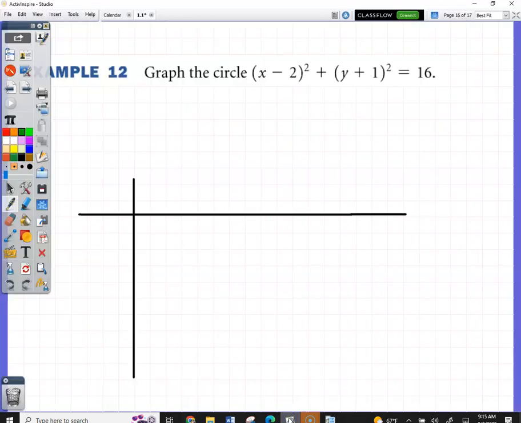Let's answer this one. So, did you get a center of 2, -1? And r squared is 16, so r is 4. So 2, -1.